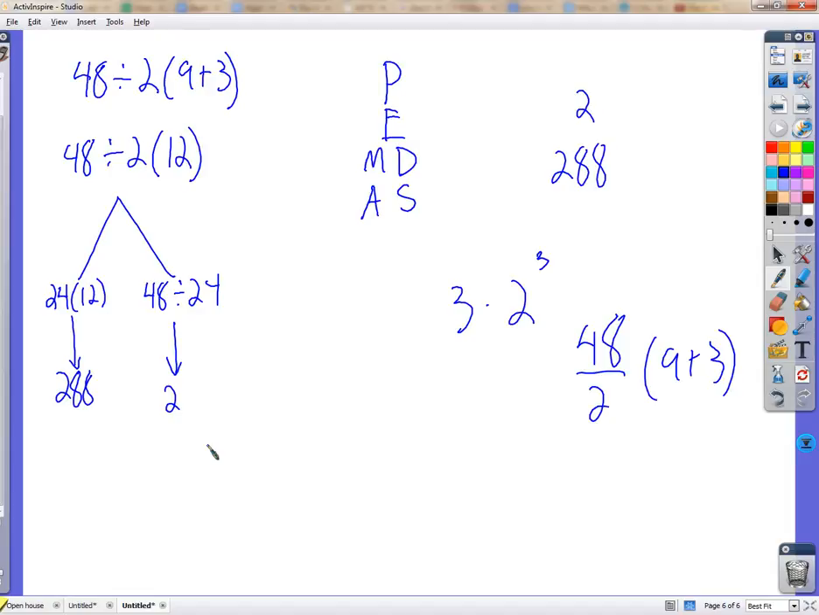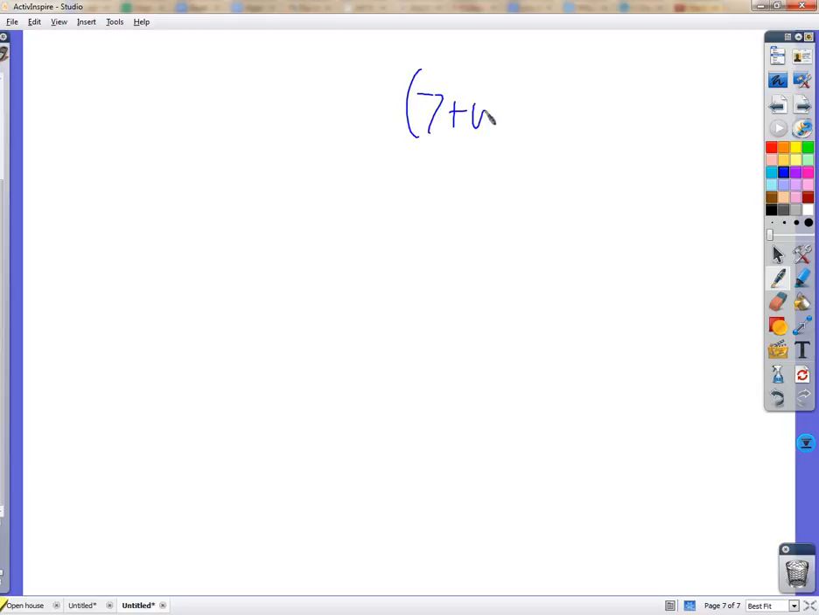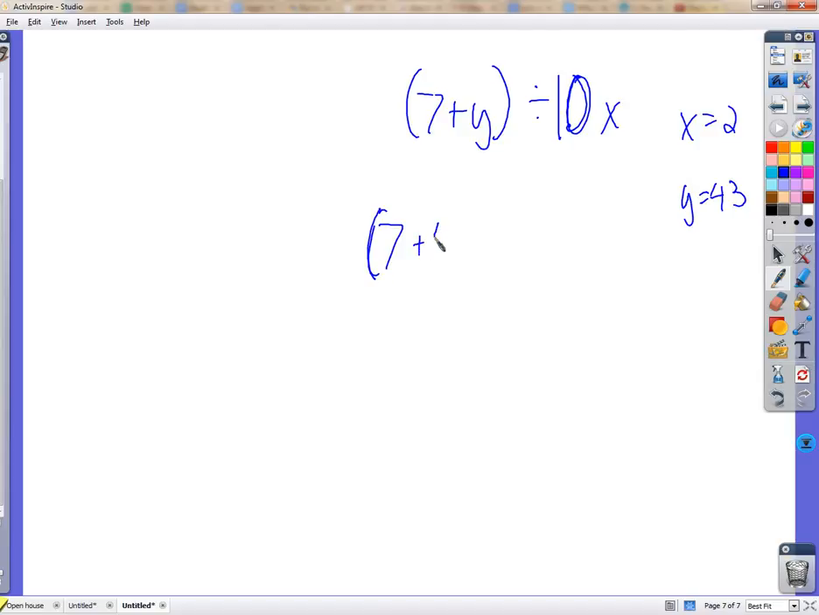There was a question like that on your test. It was something like 7 plus y divided by 10x. Like that. And then we said y is equal to 43, and x was equal to 2. Okay, so 7 plus 43 divided by 10 times 2. Now, when you look at it this way, 10x, the standard is 10 right next to an x means 10x together. The result of 10 times x is the number that's sitting right there. But you write it like this.